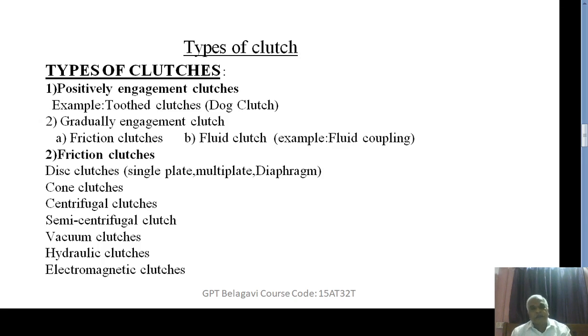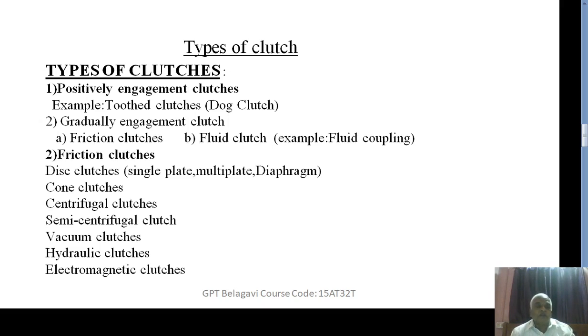Then the next subheading is the types of clutches. One is the positive engagement clutch, and another one is the gradual engagement clutch. The positive engagement clutch means the engagement and disengagement is positive, that is, sudden engagement and sudden disengagement. The example for this is the dog clutch, which is commonly used in the constant mesh gearbox.